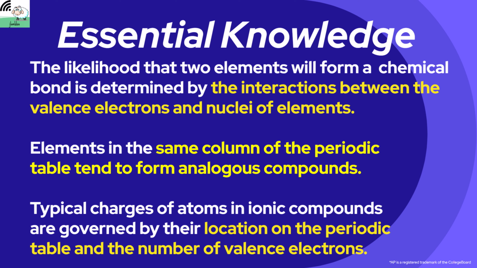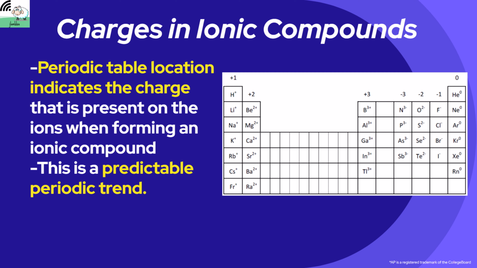That is, when I pick two elements from the same groups on the periodic table, I end up with compounds that are very similar to one another. Charges of ionic compounds are governed by their location on the periodic table and number of valence electrons. All that means is that ionic compounds and their charges are based off of periodic table location, such as in this particular chart right here. The periodic table location indicates the charge present on the ions when forming an ionic compound. This is a predictable periodic trend.